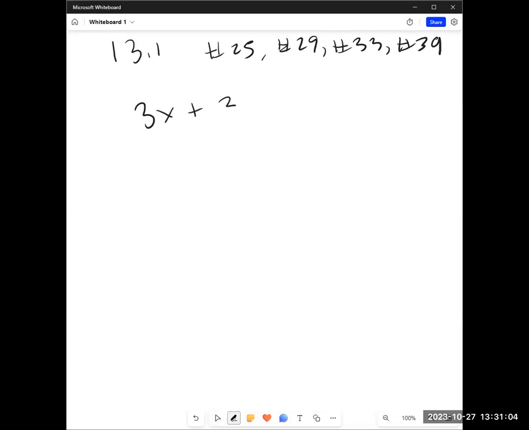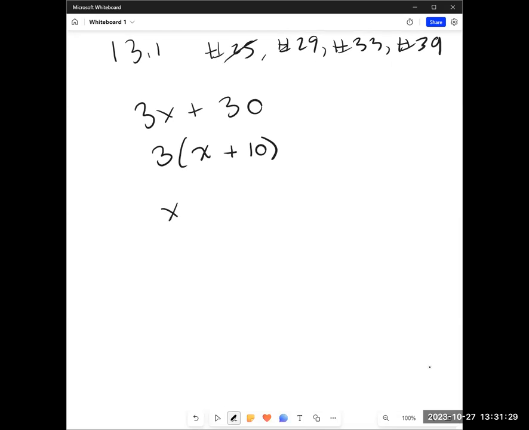3x plus 30. I see a numerical greatest common factor of 3. 3 times x is 3x, and 3 times 10 is 30. So that's my GCF. That's my polynomial in factored form.